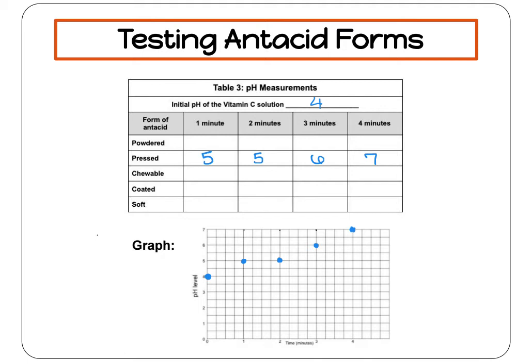Once I have all of my dots on the graph, I'm going to draw a line connecting them all so I can see the trend throughout the experiment. Once you've graphed the data for all of the different tablets you tested, compare your results. Which form worked the fastest to change the pH? Which form worked the slowest to change the pH? Write it down in your journal.